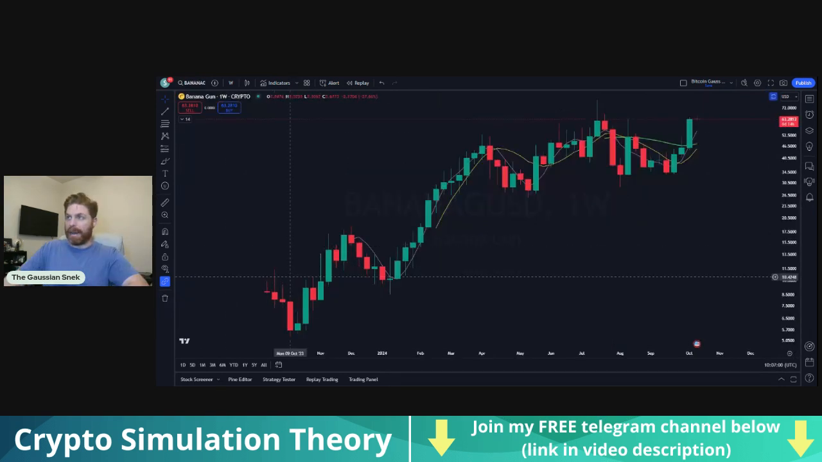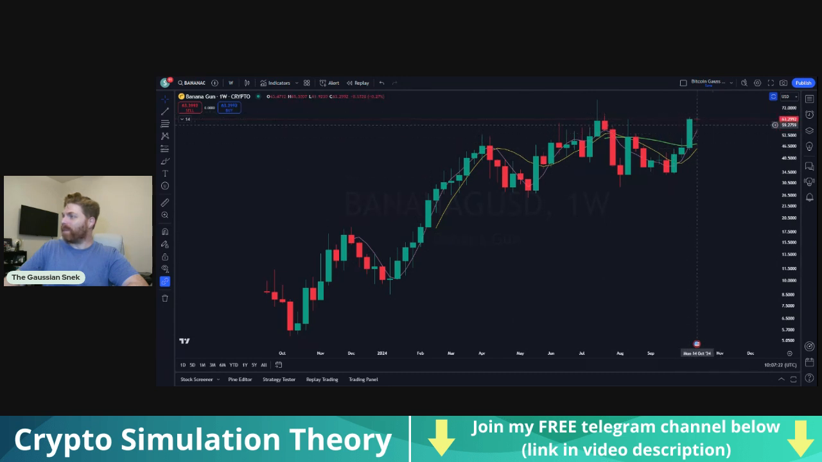Next chart is Banana Gun, or Banana. And this is a crypto that dates back to quarter 4 of last year. It's about a year old. And I really like the way this trend looks. You had a nice, really healthy run up into April, and then it just kind of consolidated around and kept putting in higher lows and higher highs. And honestly, it looks like it might be about to do that again.